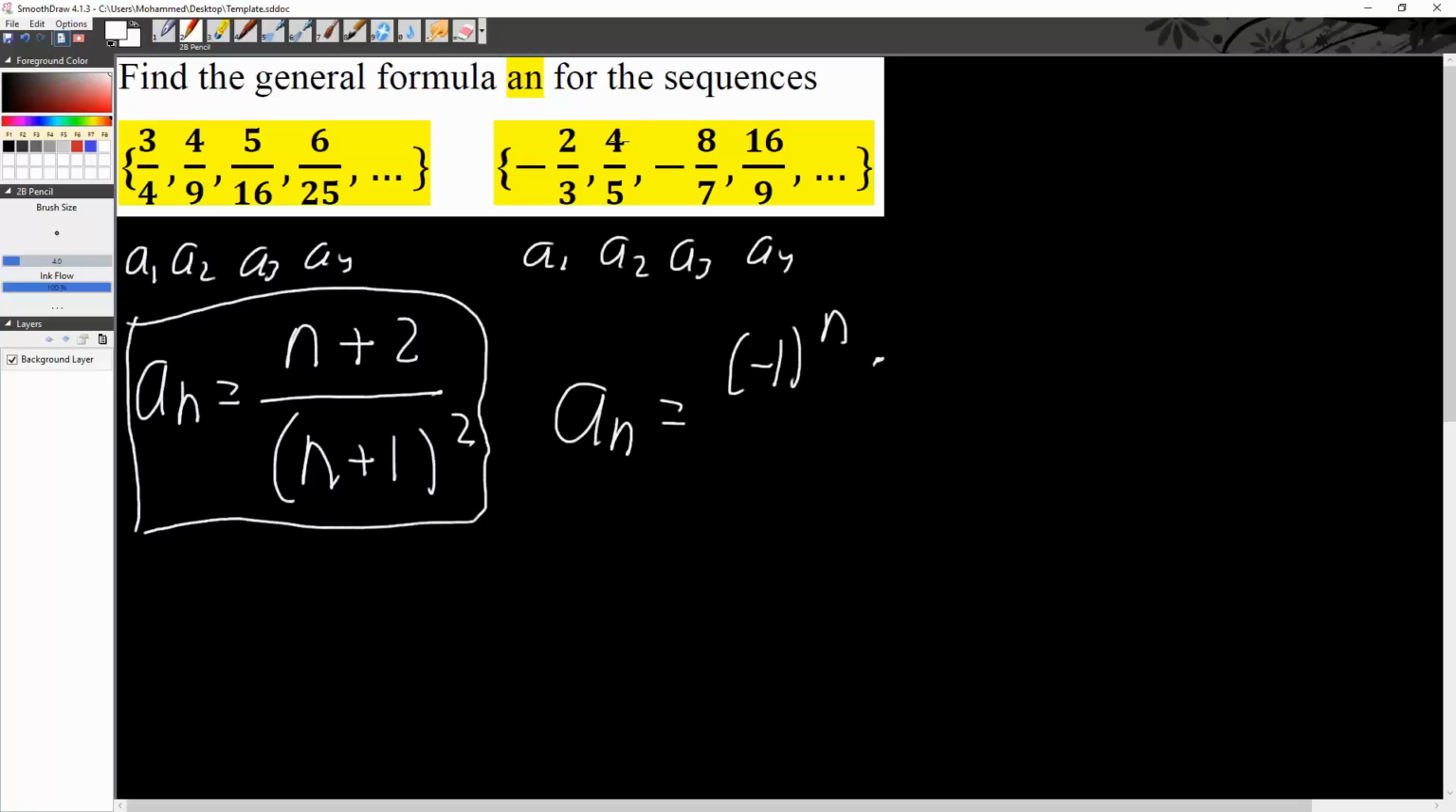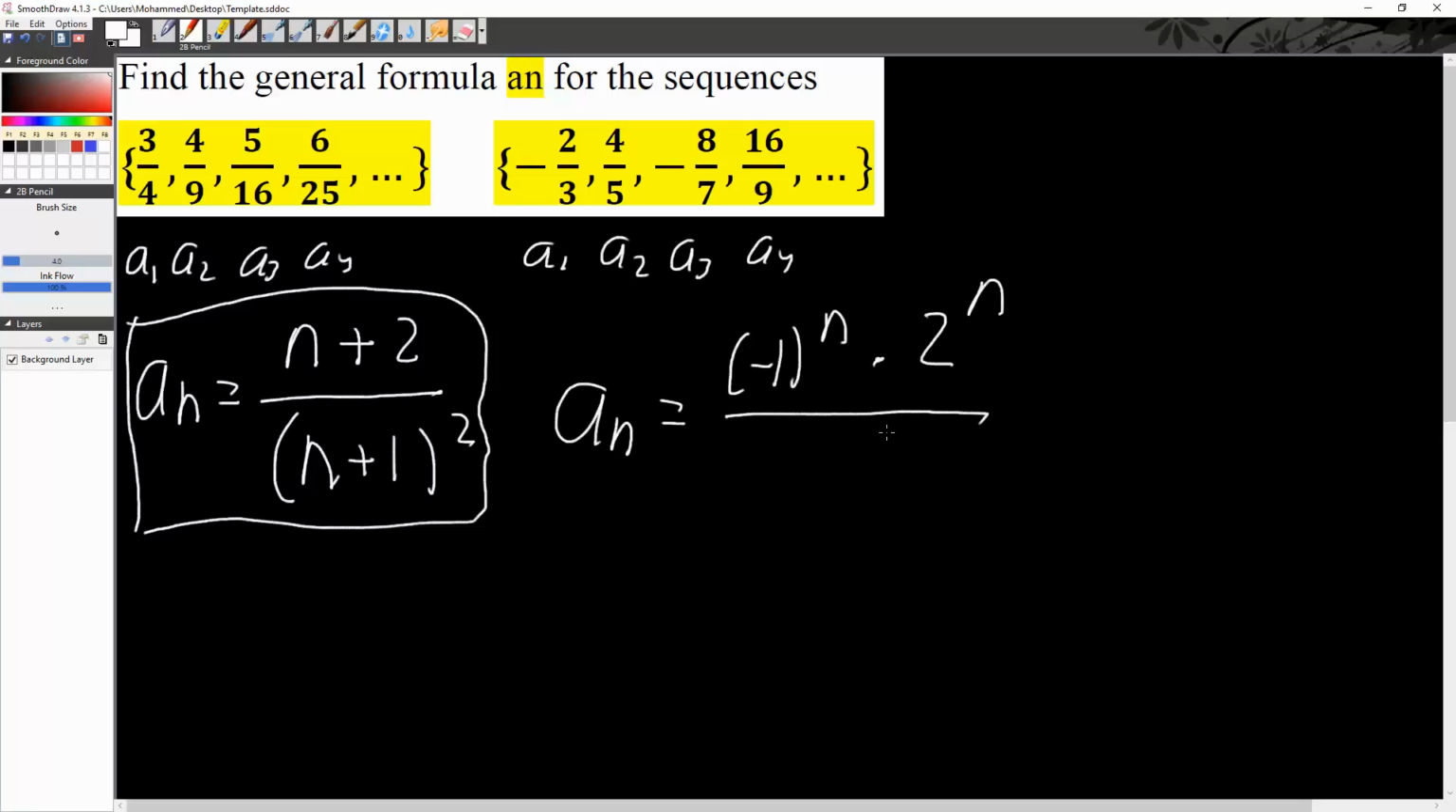Second thing I'm going to say is that if the first term is 2 and the second term is 4 and it kind of doubles each time, I think 2 raised to n would be a good choice. So let's try it. I put 1, I get 2. I put 2, I get 4. 3, I get 8. 4, I get 16. So that's good. So we're good on the numerator.